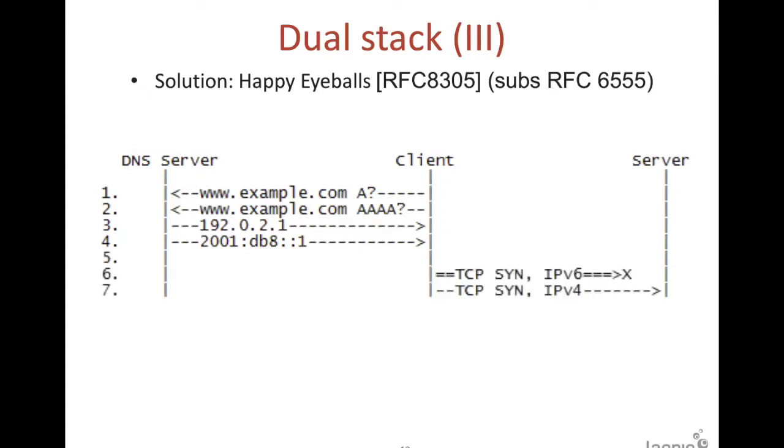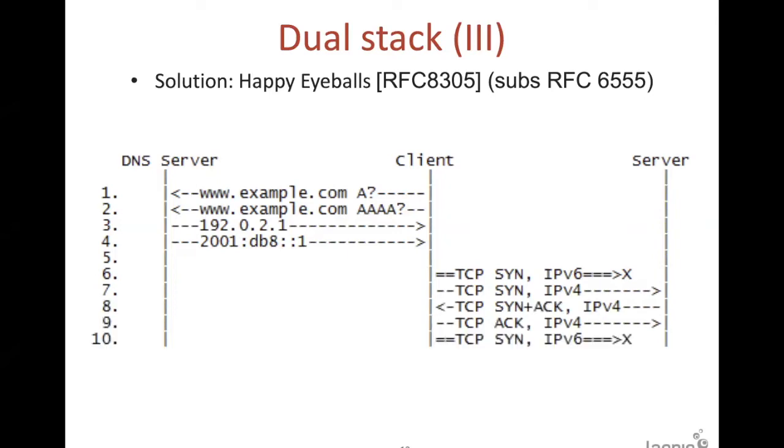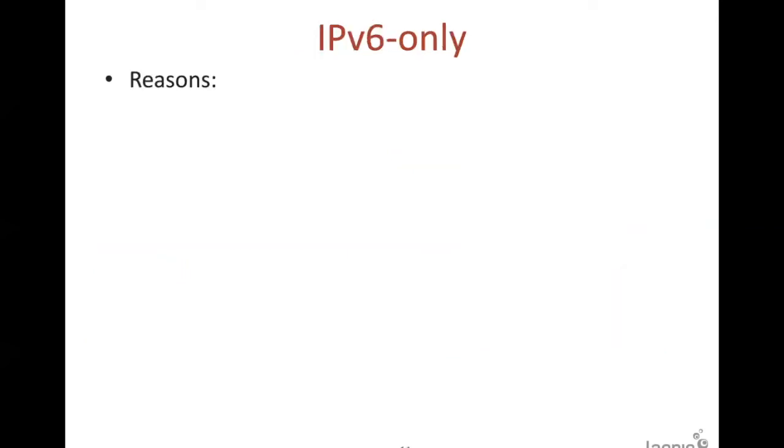So the user is going to get the best possible performance. If you take a look at what is going on in the slide, basically I have a client which makes a DNS request for www.example.com. It is going to receive an IPv4 and an IPv6 address, and the client is going to connect to the server using both protocols. The one that responds fastest is the one that it is going to use.